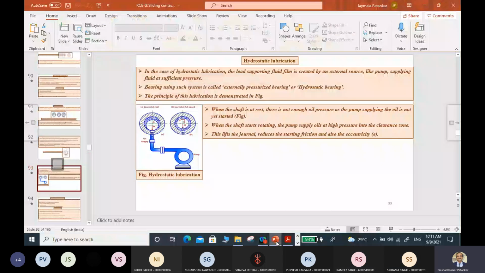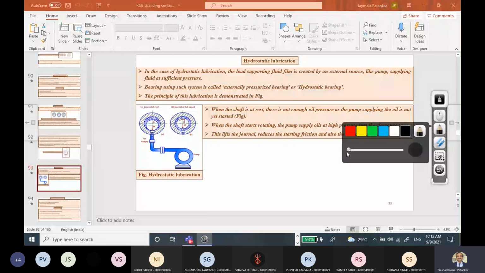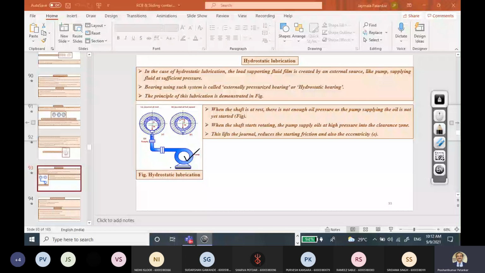In yesterday's lecture, we tried to understand what is meant by a hydrodynamic bearing, or sliding contact bearing. Then, along with that, I tried to explain the other type of bearing, the hydrostatic bearing. In the hydrostatic bearing, there is an external pump used for generating the pressure. Whether it is a hydrodynamic bearing or a hydrostatic bearing, it is the pressure of the lube oil which takes up the external load.